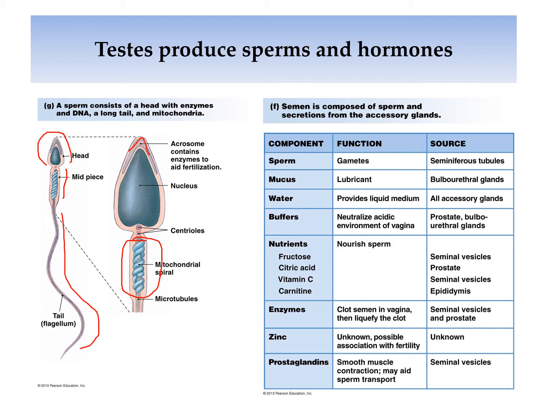As you can see, the semen that is produced by the various secretory glands will provide the mucus, the lubricant, the nutrients, even fructose, citric acid, vitamin C, carnitine. So all the different things that are needed to allow the sperm to swim up into the cervix and then into the uterus, so that it can fertilize the egg.